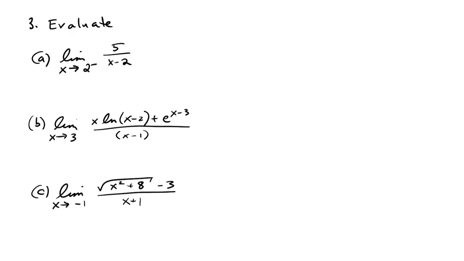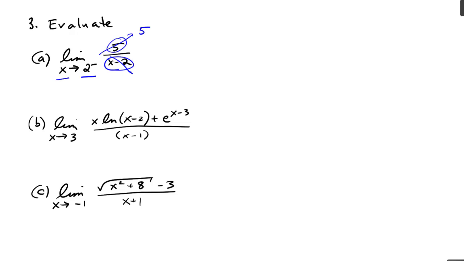All right, here we're going to evaluate some limits. So first one here, limit as x approaches 2 from the left of 5 over x minus 2. Okay, so obviously if I plug it in, I get a 0 in the denominator. So this is going to be some sort of infinite limit, but I have to figure out further. All right, so as x goes to 2, 5 goes to 5.